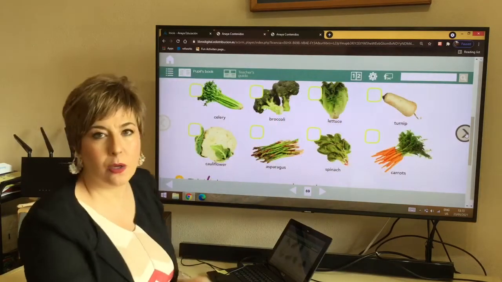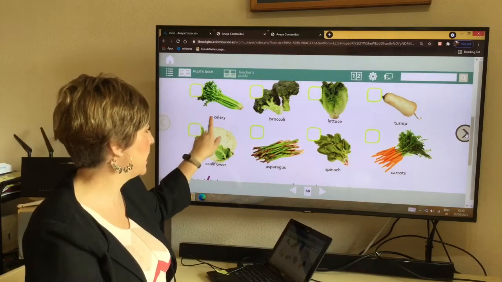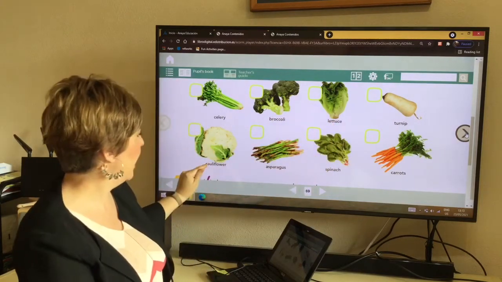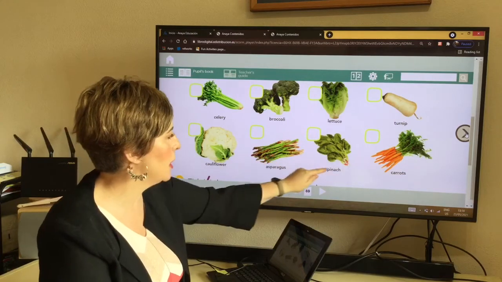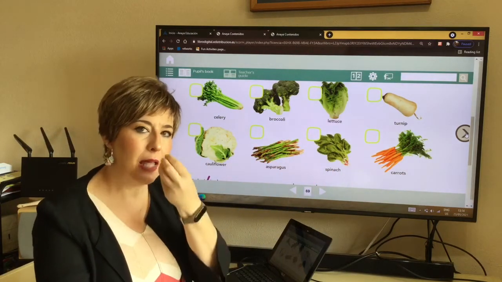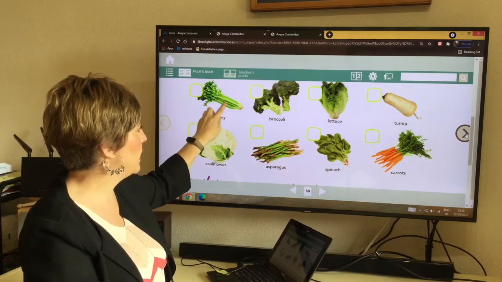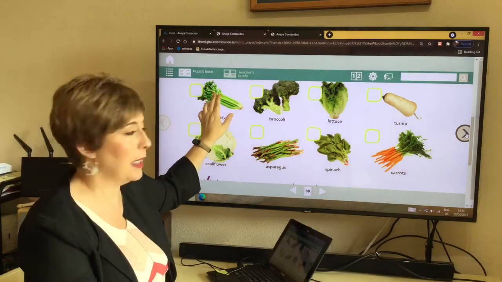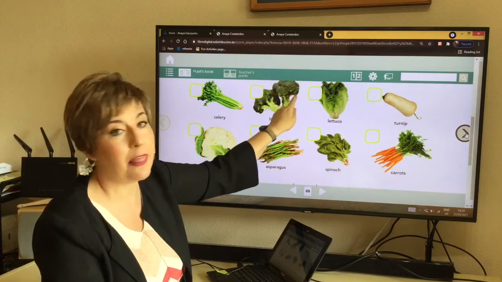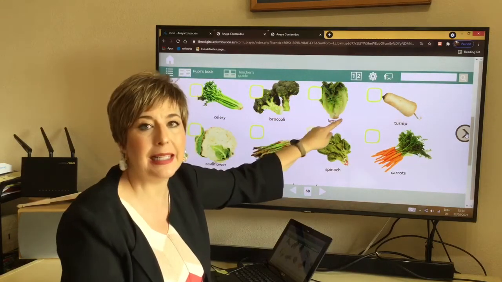Which part of the plant do we eat? We have celery, broccoli, lettuce, a turnip, a cauliflower, asparagus, spinach, and carrots. Which is the part that we eat? From the celery we could eat the stem, and we could also eat the leaves, but mainly we eat the stem. The broccoli, we mainly eat the flower. The lettuce, we eat the leaves.